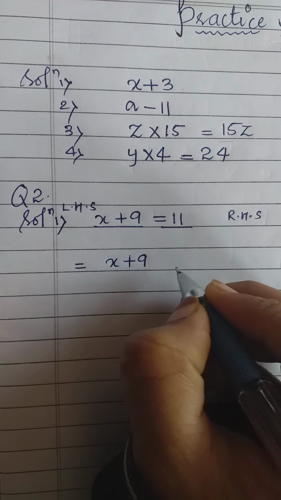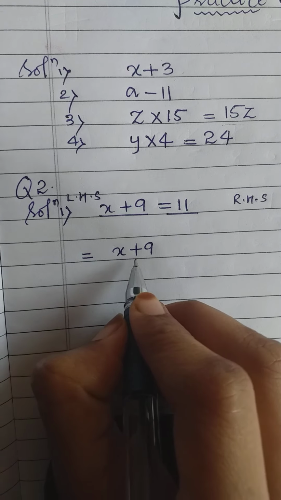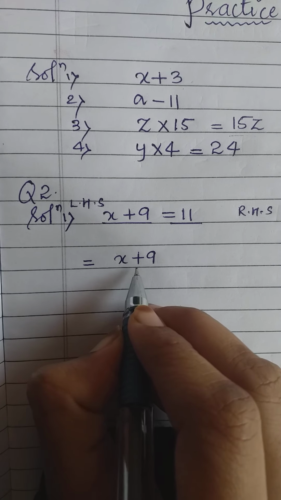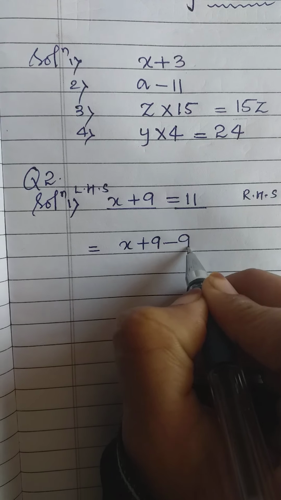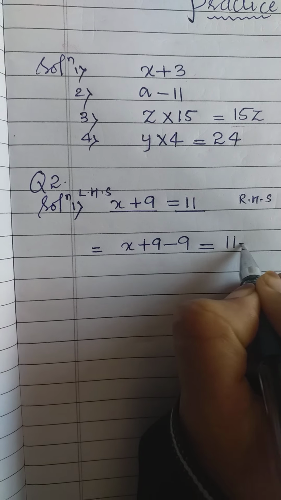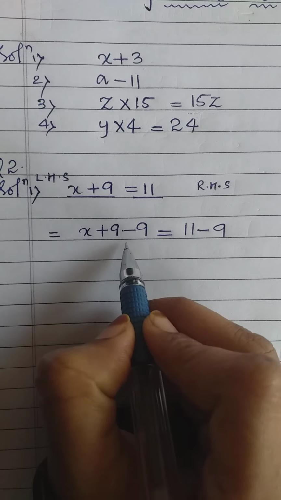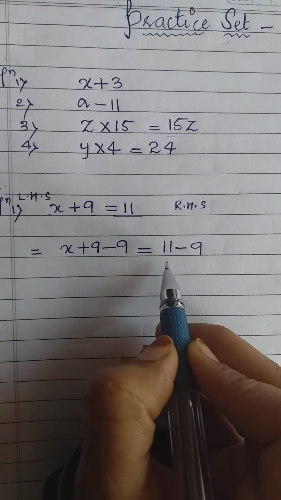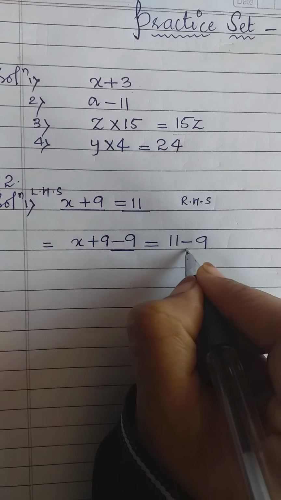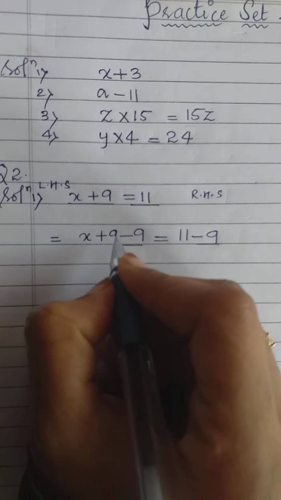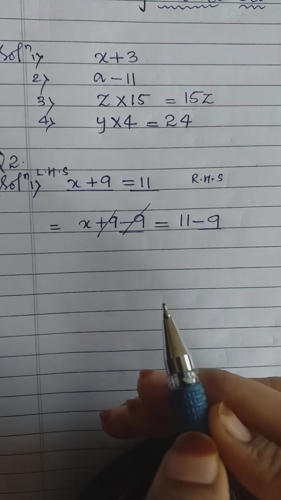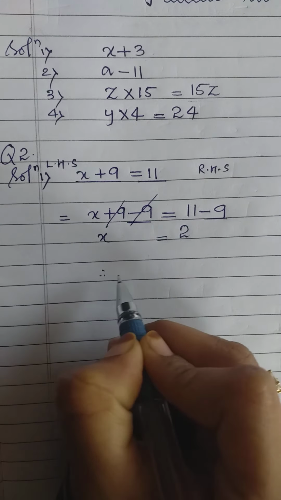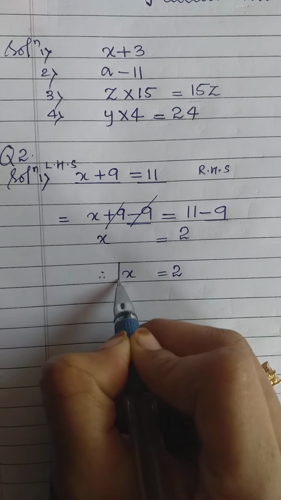As I told you in our previous video, when the numbers are given with the positive or negative sign, you have to take the same number with the opposite sign. So here plus 9 is given, we have to take minus 9. x plus 9 minus 9 is equal to 11 minus 9. The number we took over here, you have to take the same number at the right-hand side. We took this number at both sides of this equation. Now plus 9 minus 9 gets cancelled. What is remaining? x is equal to 11 minus 9, 2. Therefore x equals 2.